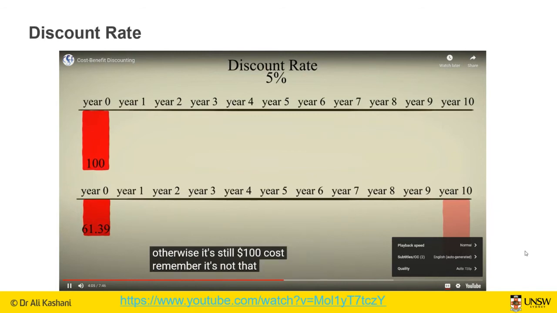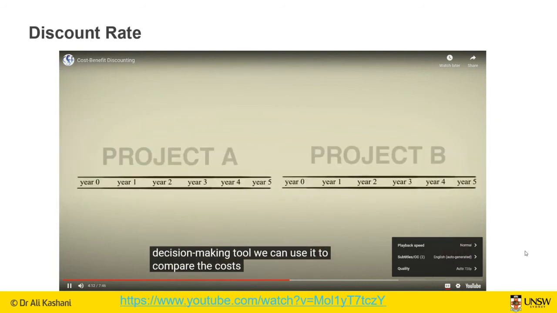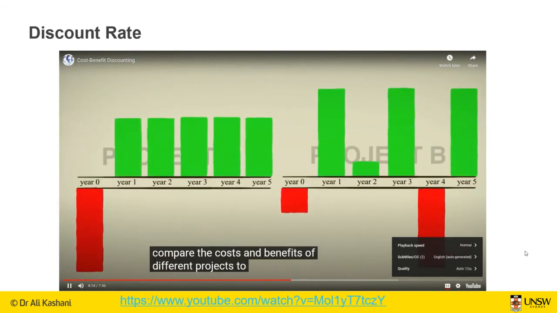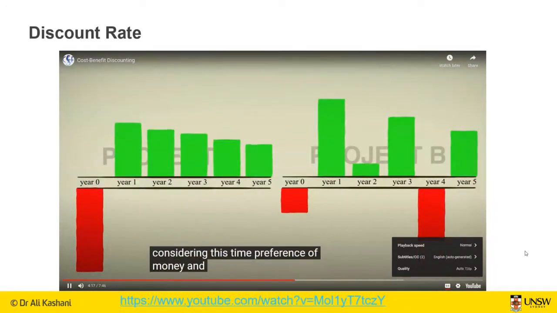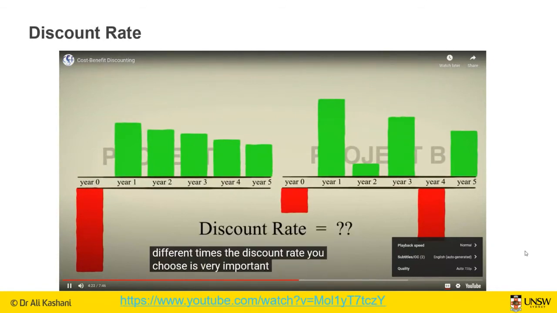Remember, it's not that the costs and benefits are less in the future. Discounting the future is just a decision-making tool. We can use it to compare the costs and benefits of different projects to find out which gives the greater payoffs when considering this time preference of money and how each dollar is valued at different times. The discount rate you choose is very important in this process. There's no hard rule for which rate you might choose, but it should be based on what the best alternative use of these resources is.